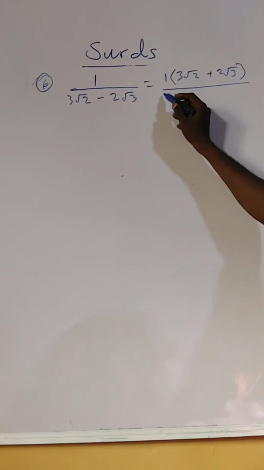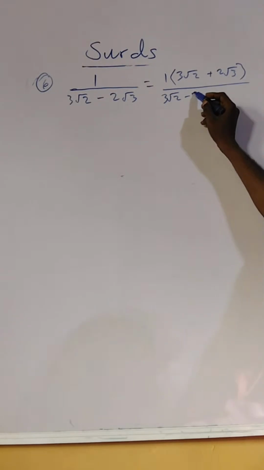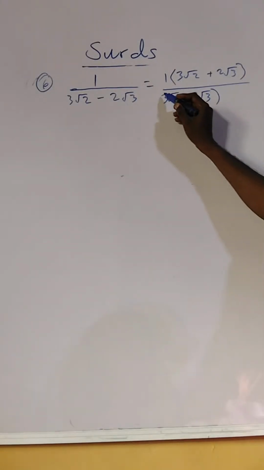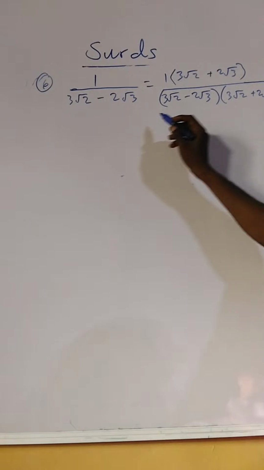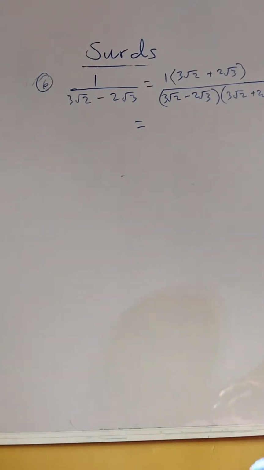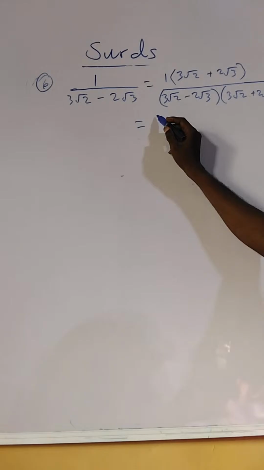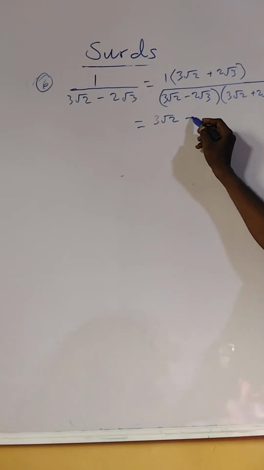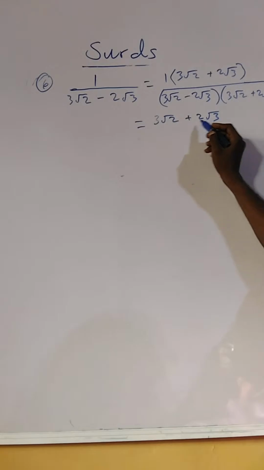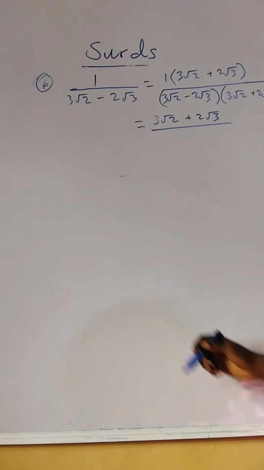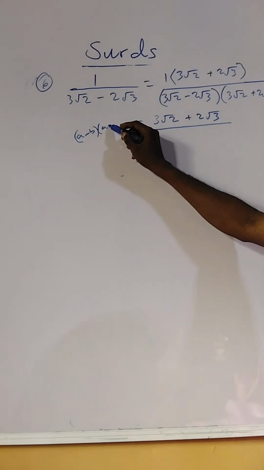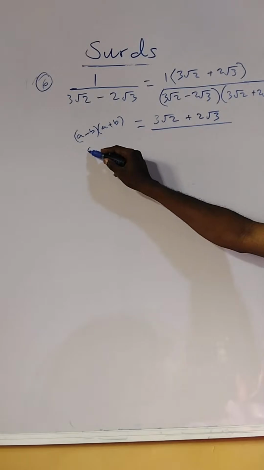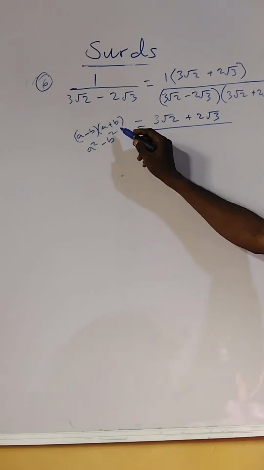also multiplied by the conjugate. We have 3 root 2 minus 2 root 3 multiplied by 3 root 2 plus 2 root 3. Then, when we simplify, we open this bracket. So it's still the same thing as 3 root 2 plus 2 root 3 divided by this. Also, when we have a minus b times a plus b, this is a squared minus b squared.